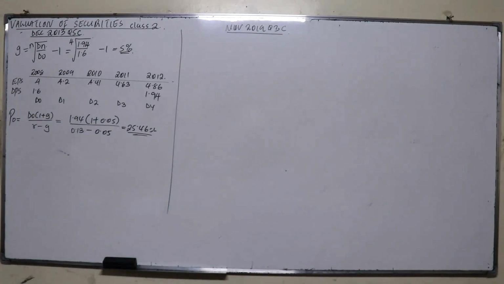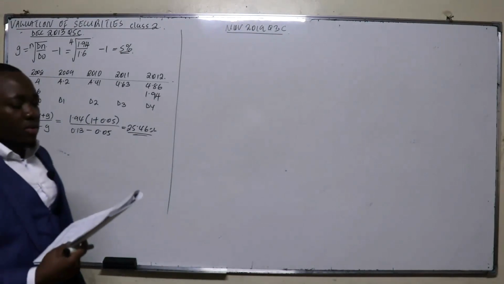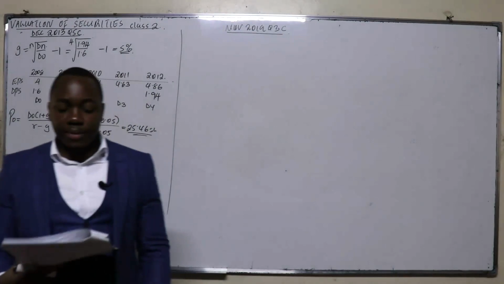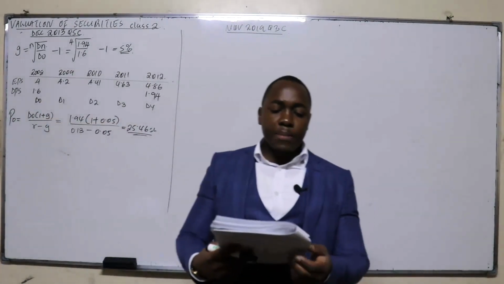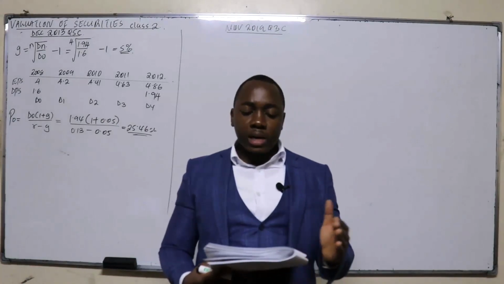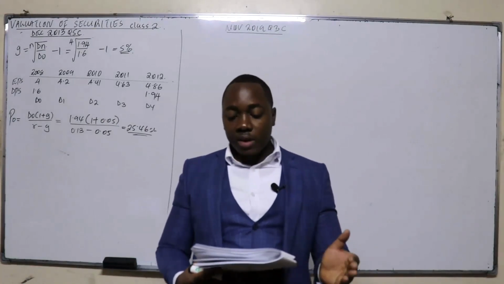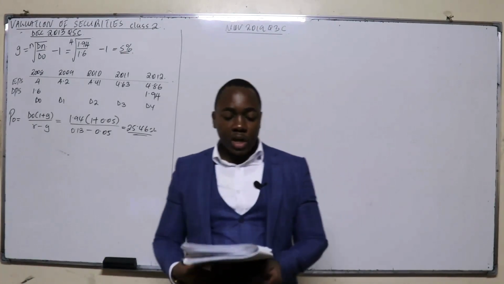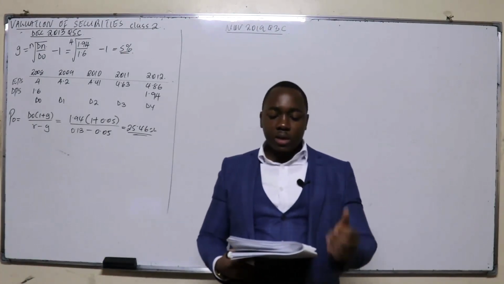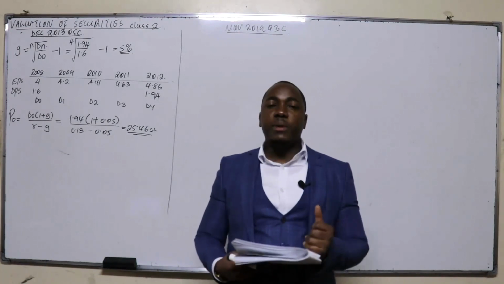Fair and Industries Limited has recently been listed on the Security Exchange. The company has a policy of paying out a gradually increasing dividend per share over the last 5 years, as indicated below. So we have here 2014 to 2018, earnings per share, dividends per share.